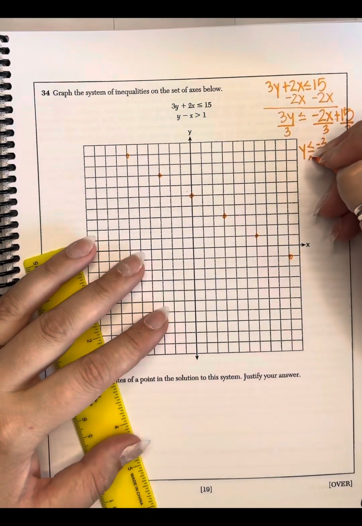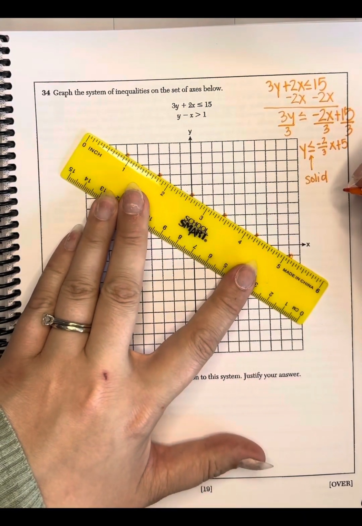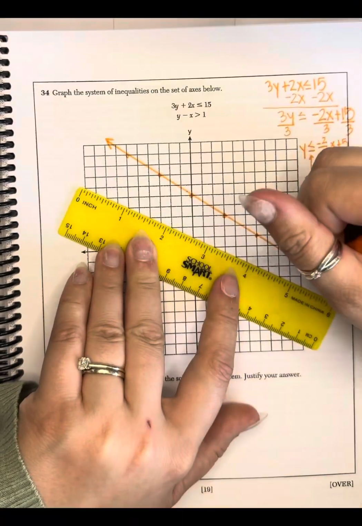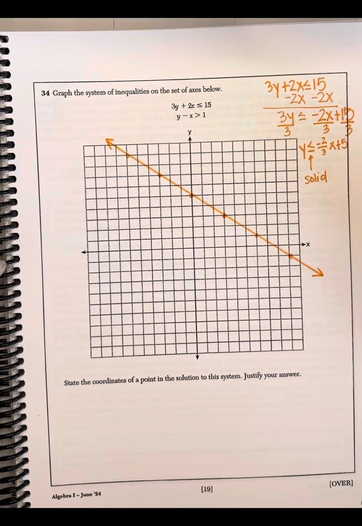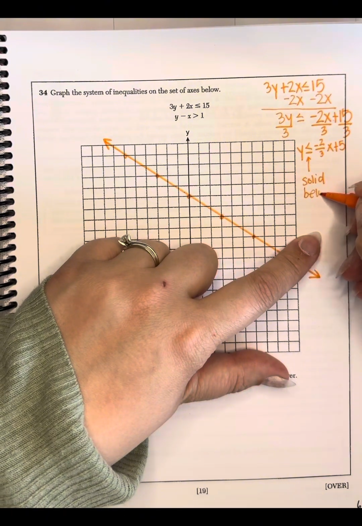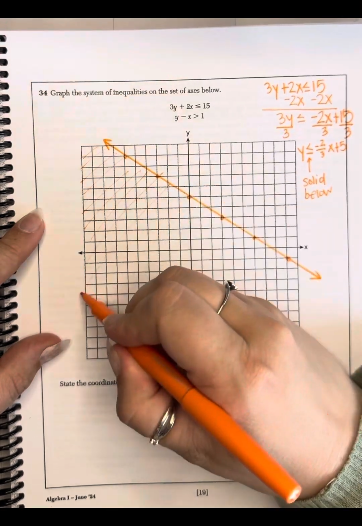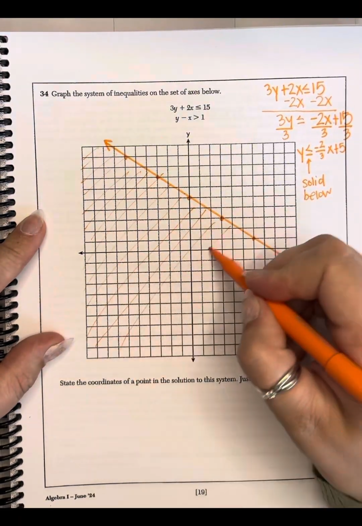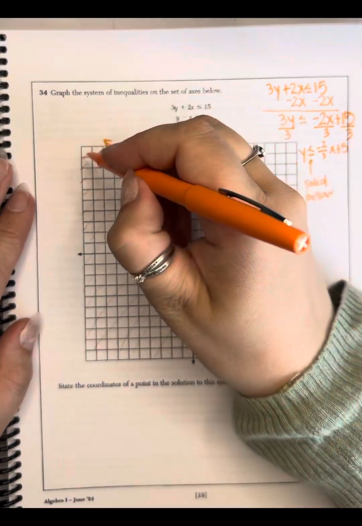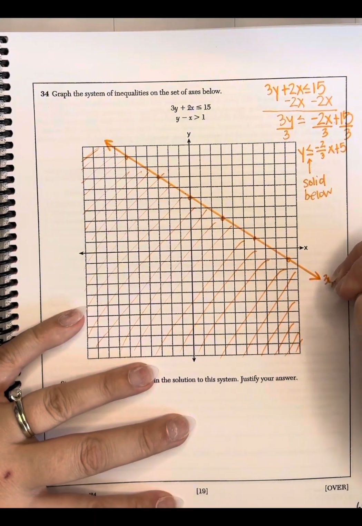Because there is this equal to, that means I'm going to draw a solid line. So just grab your ruler and make a straight line through those points, arrows on both ends. Inequalities also require shading, so I have y is less than or equal to, so I'm going to shade below my line. So all of this area right here, and you can just make lines coming out from your line. It doesn't have to be shaded any crazy way. And slap a label on there.